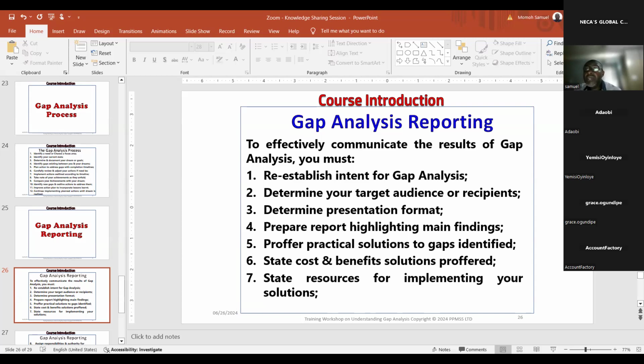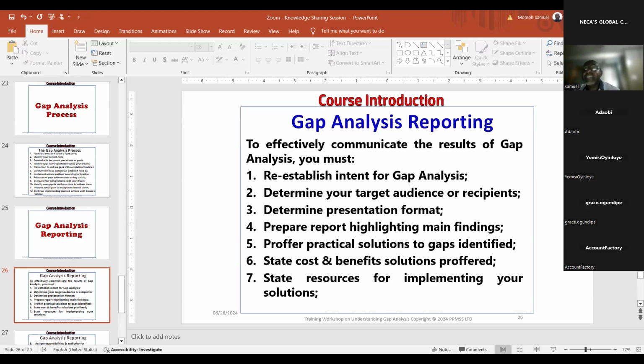Then number two, you have to determine your audience or your recipients. Who are you giving this report to? Is it the MD? Is it the head QHSC manager? Or who are the recipients? You need to identify them.